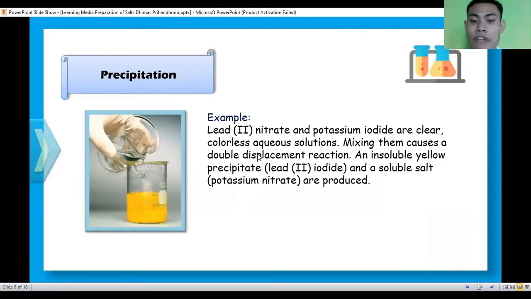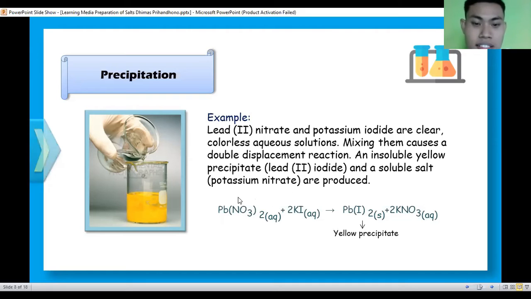Now, this is an example of a precipitation reaction which involves the substances lead nitrate and potassium iodide. Lead nitrate and potassium iodide are clear, colorless aqueous solutions. Mixing them causes a double displacement reaction. An insoluble yellow precipitate, lead iodide, and a soluble salt, potassium nitrate, are produced. So this is the reaction. This is the lead nitrate compound, and this is the potassium iodide compound. If they react, they will produce the yellow precipitate, namely lead iodide, and the potassium nitrate substance.